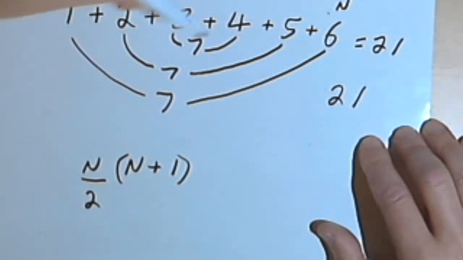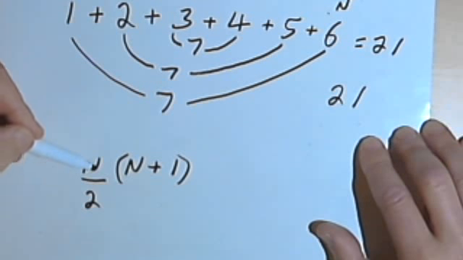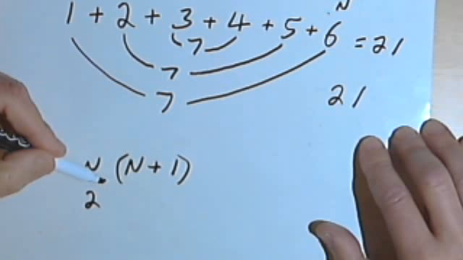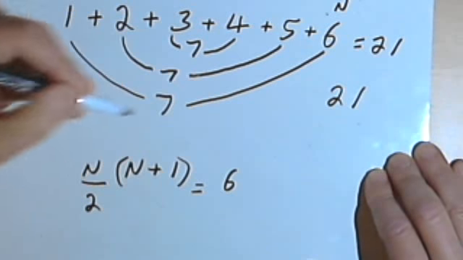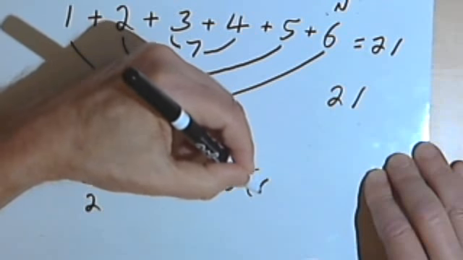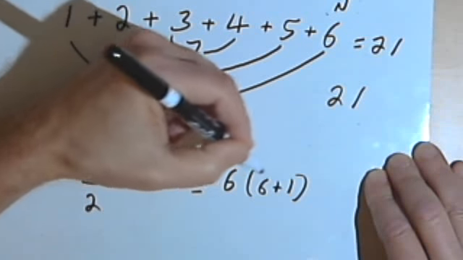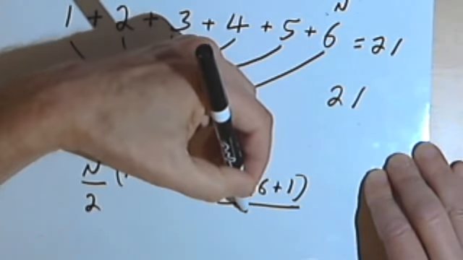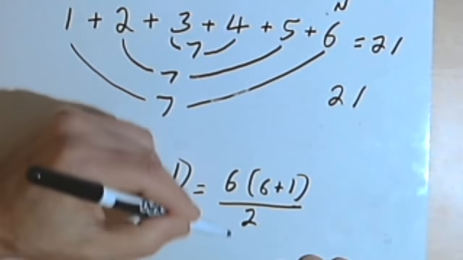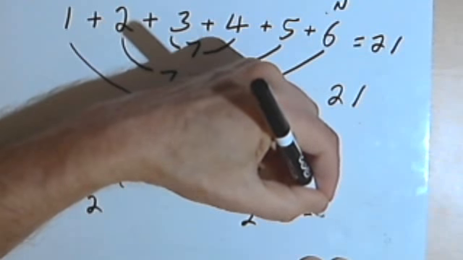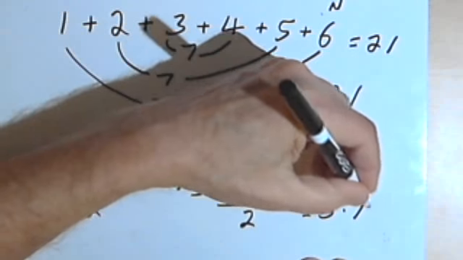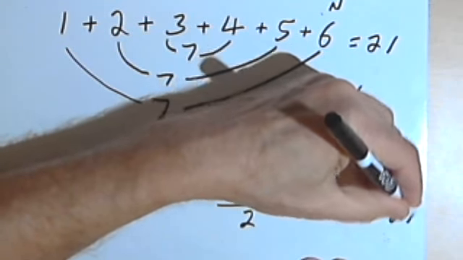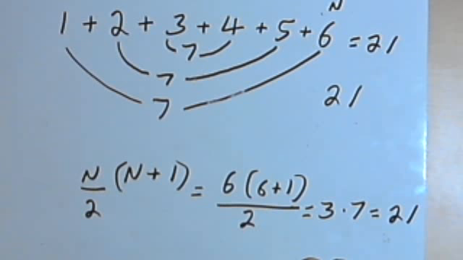So let's plug in our real numbers into this formula, n times n plus 1 over 2. So let's see, n is 6, n plus 1, that's 6 plus 1, and I'm dividing that by 2. 6 divided by 2 is 3. 6 plus 1 is 7, and 3 times 7 is 21.